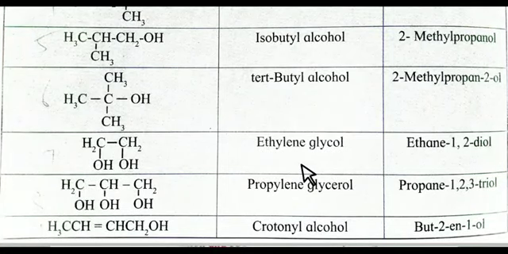Always remember student, there is no formula for the common nomenclature. So you have to remember it or learn it. For example, it is ethylene glycol; three carbon atoms with three OH, it is propylene glycol. Next, see here, 1, 2, 3, 4 carbon atoms are there, one OH and one double bond, it is crotonyl alcohol. So this name you have to remember and learn.